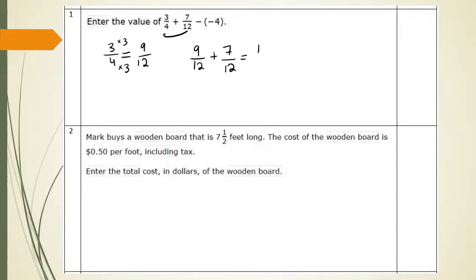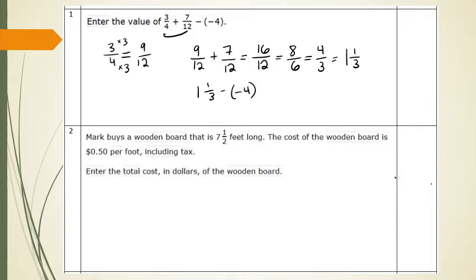So this now gives me 16/12. And I can simplify that. I could divide the top and the bottom by 2, for example, which would give me 8/6. I could keep dividing by 2, that would give me 4/3, and that's the same as 1 1/3. So now I have 1 1/3 minus -4.